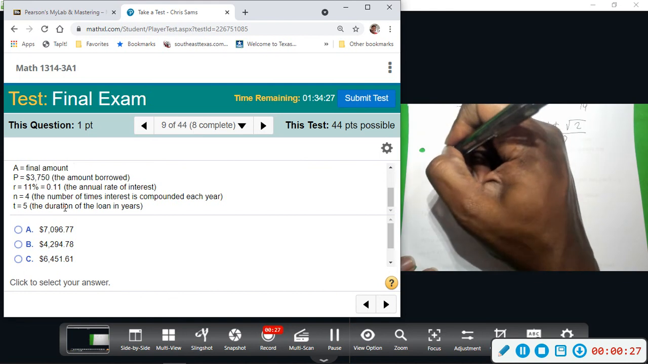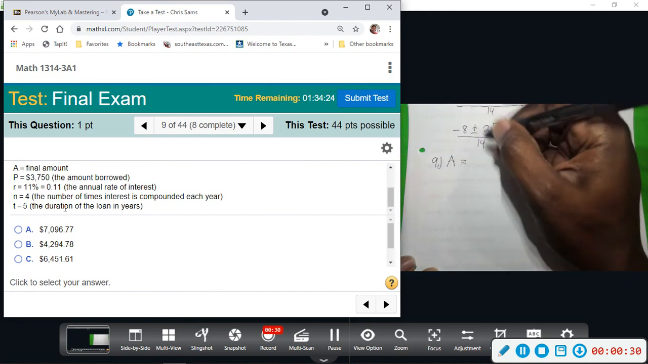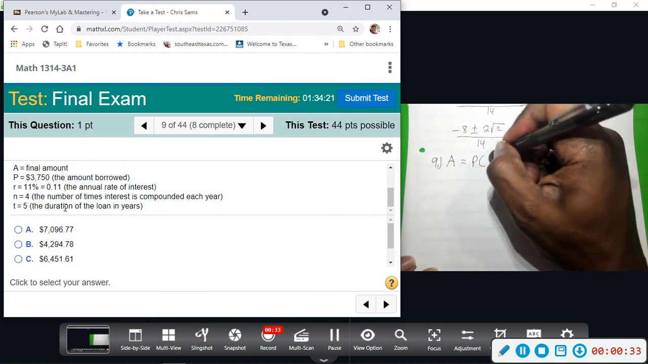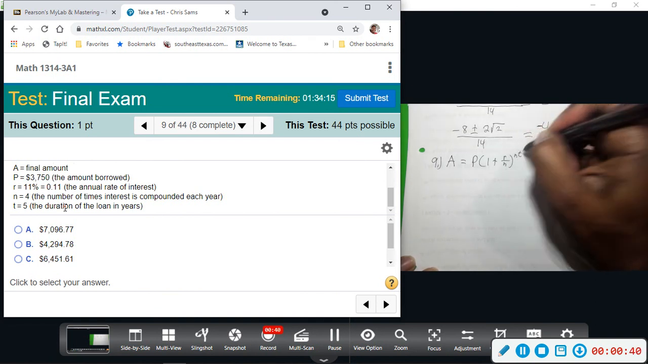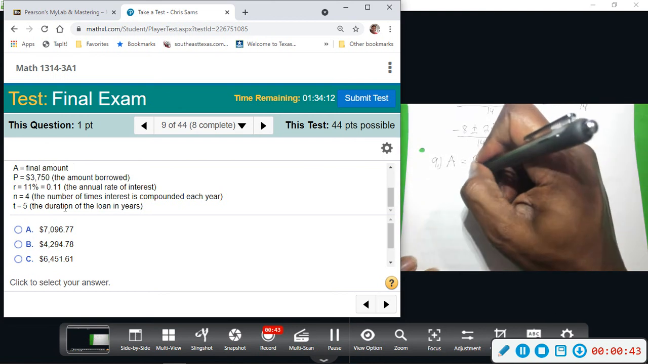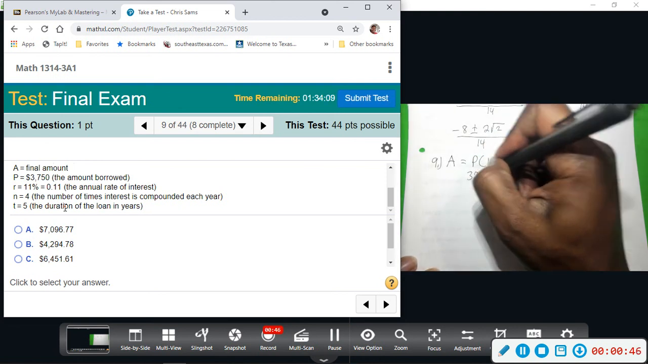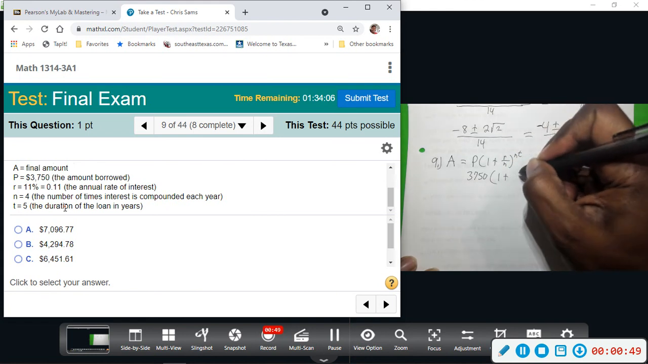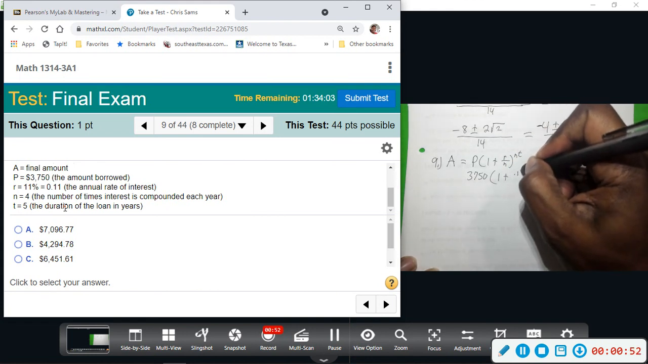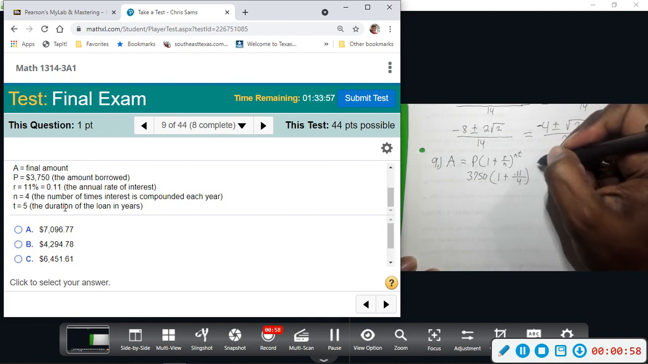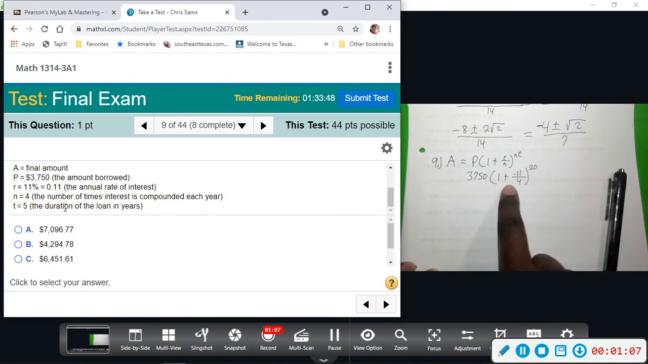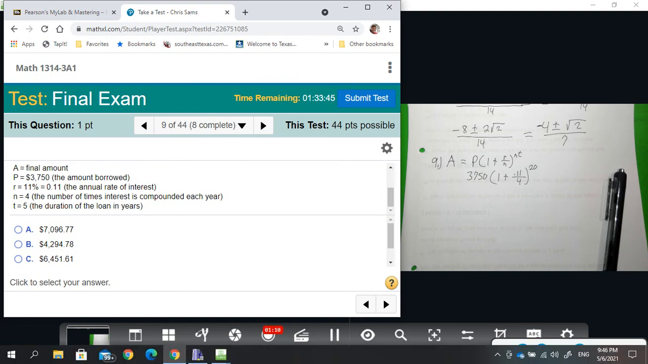So that is, for number 9, A equals P, parentheses 1 plus R divided by N, raised to the NT power. Plugging everything in, that will give us 37.50, 1 plus rate of 11%, which is 0.11 as a decimal, compounded quarterly, so 4 times a year, raised to 4 times 5, because 4 times 5 is quarterly in 5 years, so that would give us 20. So we're just going to plug all of this into our calculator, and that should give us what we need.